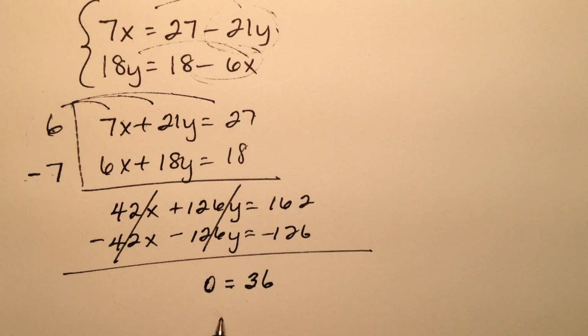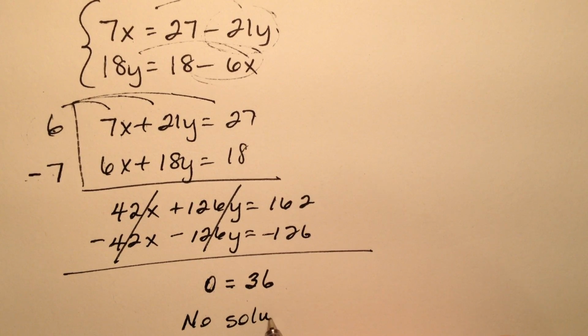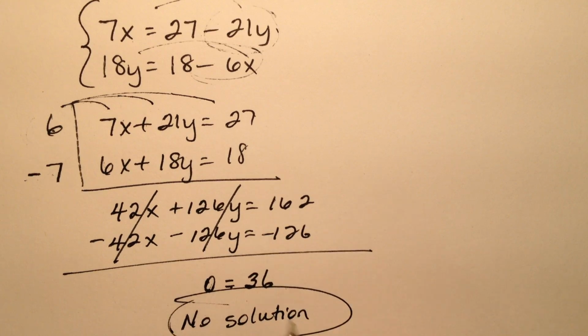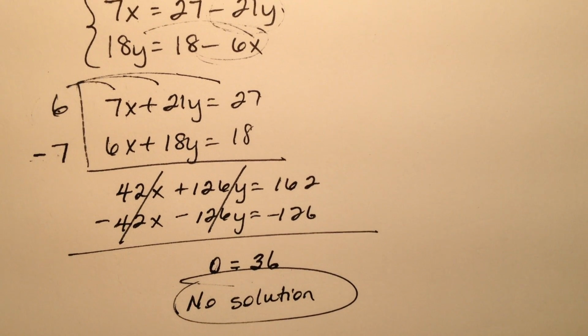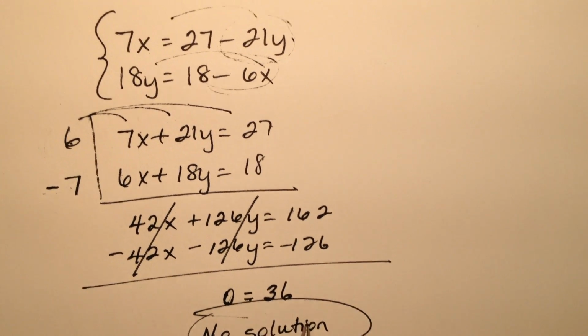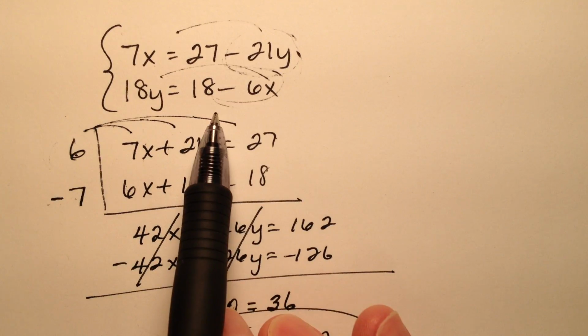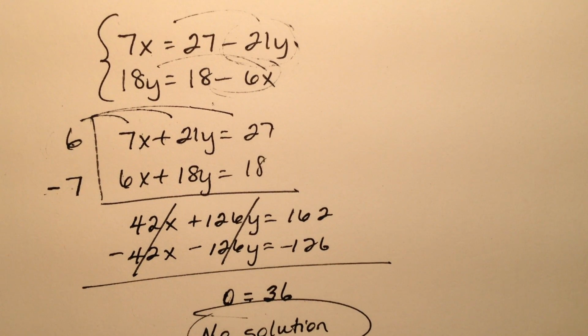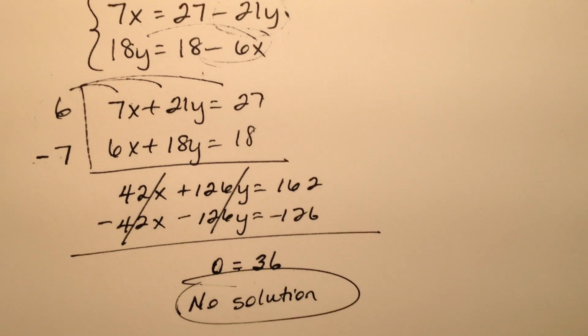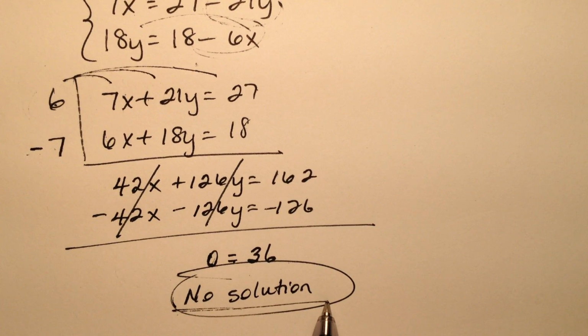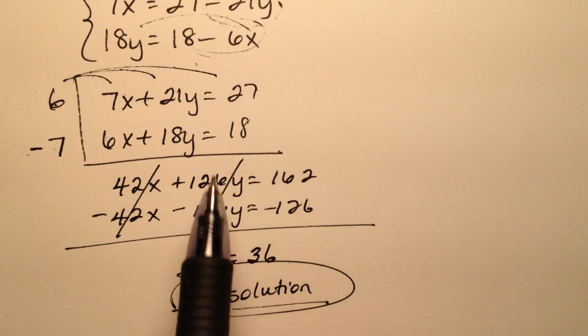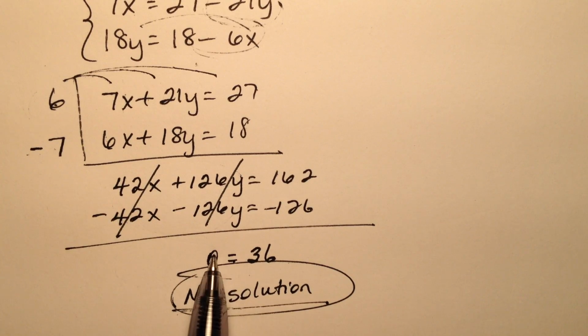I'm left with a statement, and in fact, this statement is a false statement. 0 does not equal 36. So I'm going to say for this, there is no solution. So this system has no solution, which kind of indicates if I were to graph these two lines, they would be parallel lines. No points of intersection there. So no solution for this system. And it happened because all of my variables canceled and I was left with a false statement.